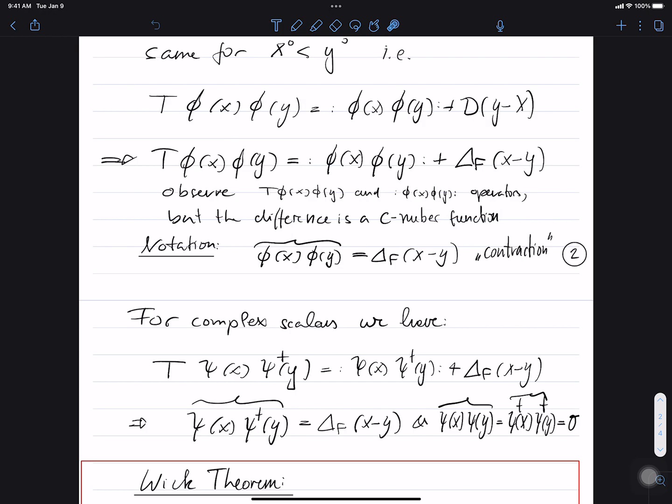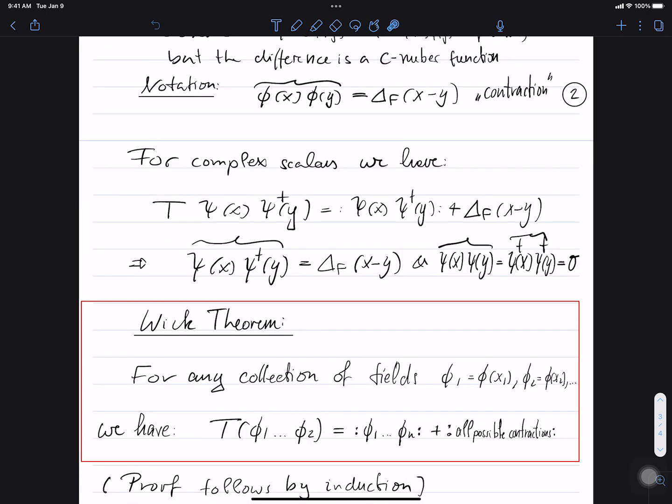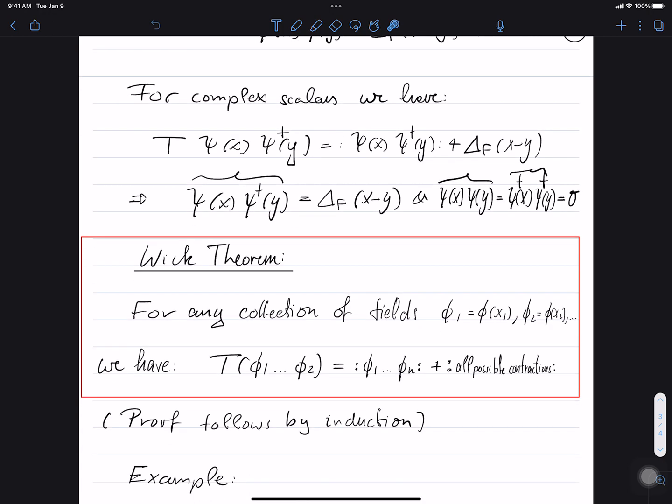So it can be pulled out of the amplitude, and then one can evaluate in following steps the other terms in the amplitude. So it's a very helpful tool to evaluate amplitudes in QFT. Now, a quick note for complex scalars: the time ordered product of psi x psi dagger y is equal to the normal ordered product of the fields plus the Feynman propagator, very similar to the real field.